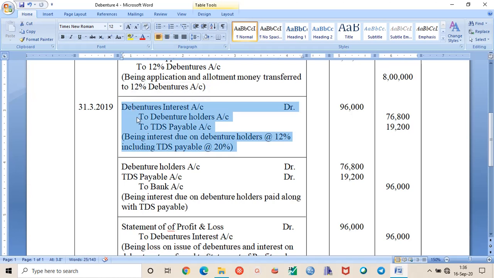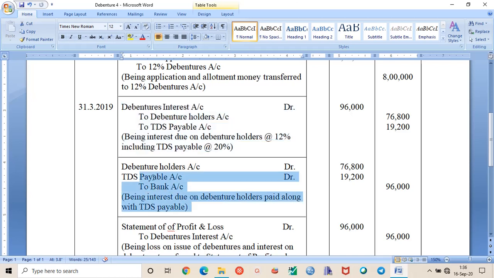And when we pay this interest on debentures, the entry will be this: debenture holders account debit, TDS payable account debit, to bank account. We pay interest to the debenture holders after TDS of 20%, rupees 76,800, but the tax paid was 19,200.